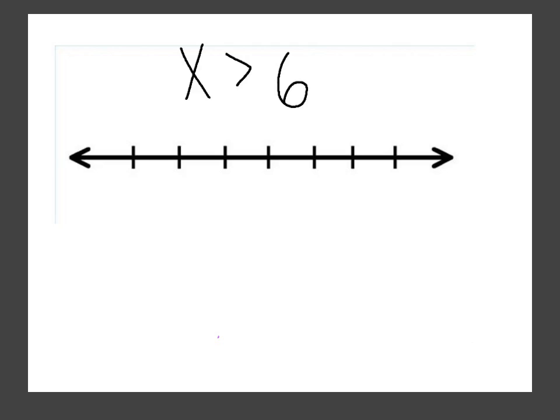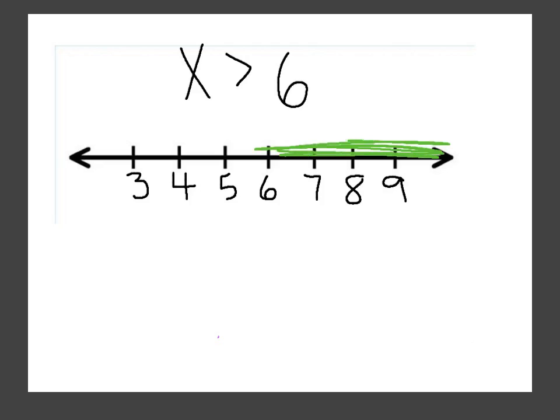So to graph this on a number line, the first thing I need are some numbers. And I always put this number in the middle. So I'm putting 6. Bigger numbers always go to the right, and smaller numbers always go to the left. Now, because we wanted x to be bigger than 6, I need to shade all of the numbers that are bigger than 6, which would be these numbers up here.